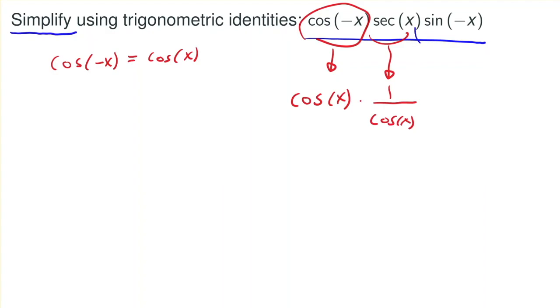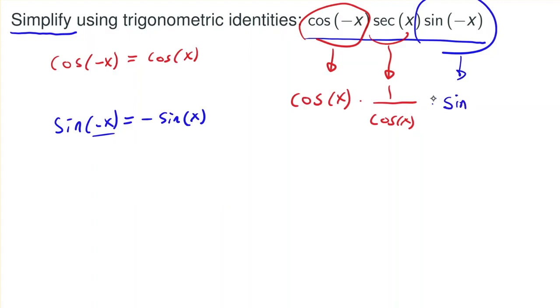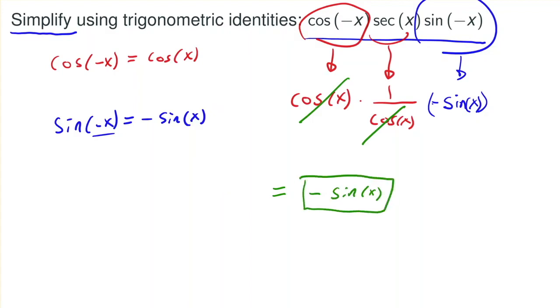And for sine, sine of negative x, because sine is an odd function, is the same thing as negative sine of the positive angle. So we can rewrite this as negative sine x. So we see that this cosine cancels out, and the only thing we have left is negative sine x. Let me put an equal sign here.